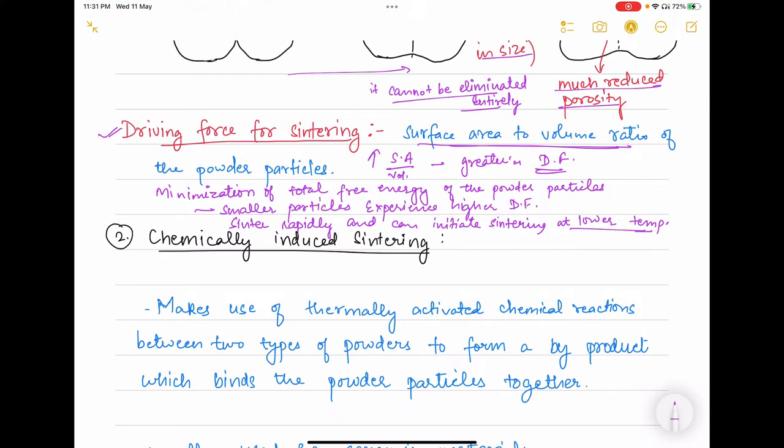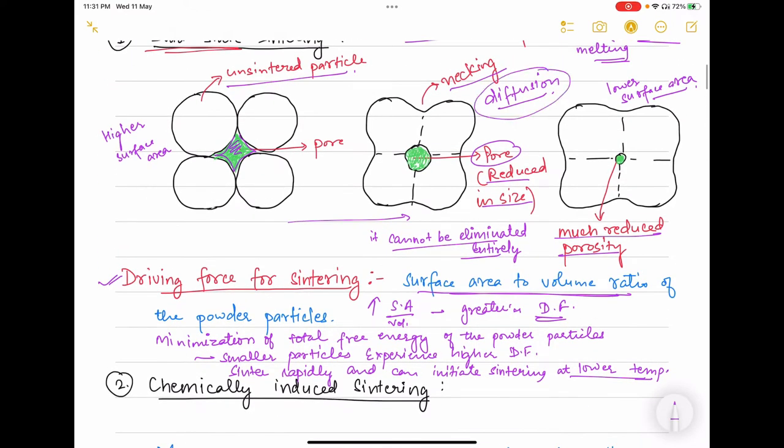Diffusion rates increase exponentially with an increase in temperature. Hence, the sintering becomes extremely rapid as the temperature approaches the melting temperature. Although even at higher temperature, diffusion-induced solid-state sintering is the slowest mechanism.